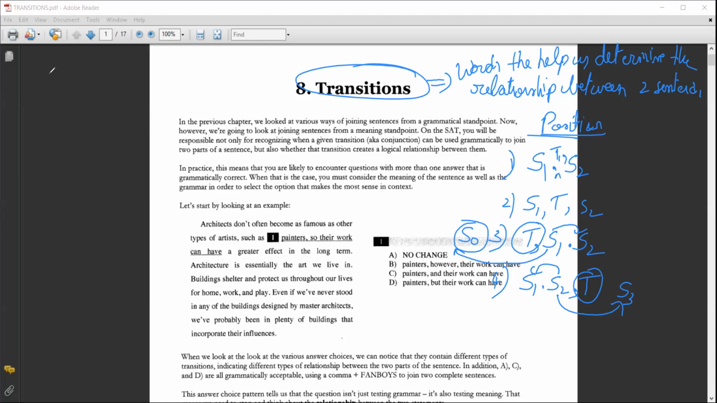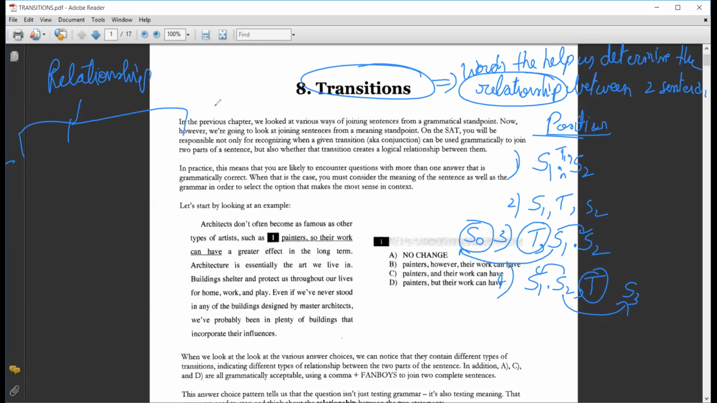Now, coming to it, we have understood what a transition is and what the positions are where a transition can be placed. Now understand something: we're talking about the relationship. So this relationship between two sentences can be divided into three types.